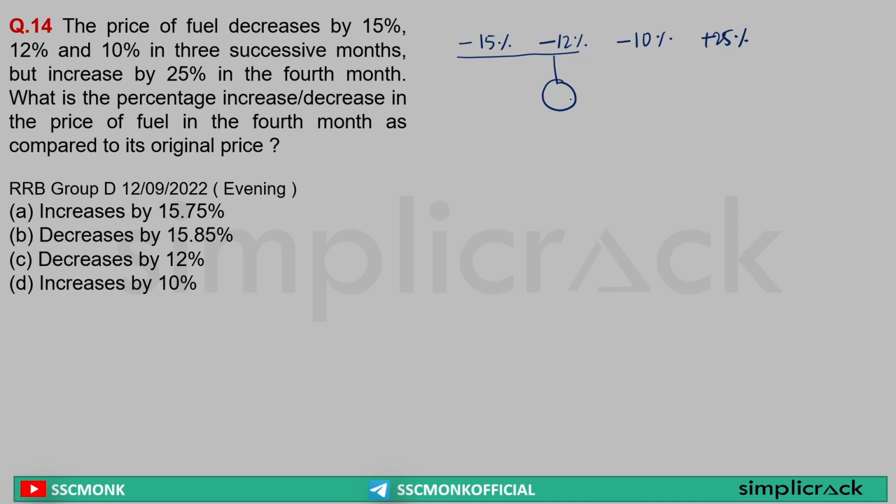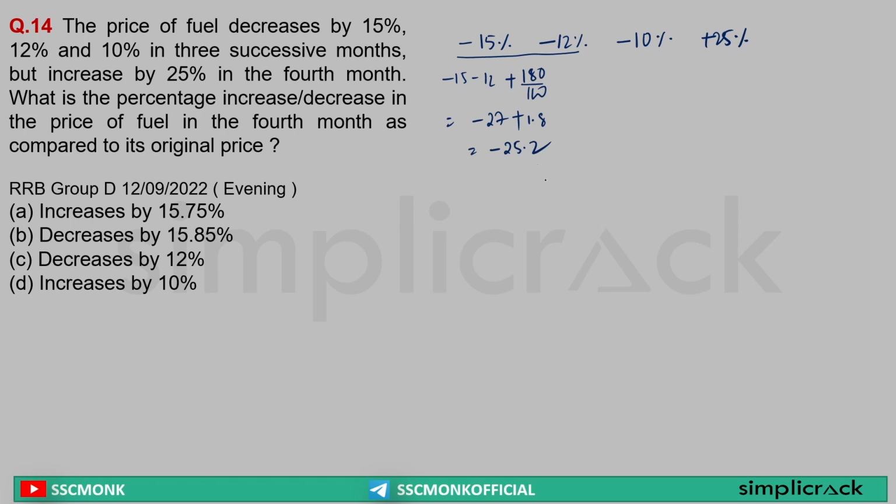Then whatever we get, we'll take successive percentage of these two. Okay, so this way we'll be solving this. Now, sir, successive percentage of 15, 12: minus 15 minus 12 plus 15 into 12 by 100. So that can be written as minus 27 plus 1.8, which is minus 25.2.